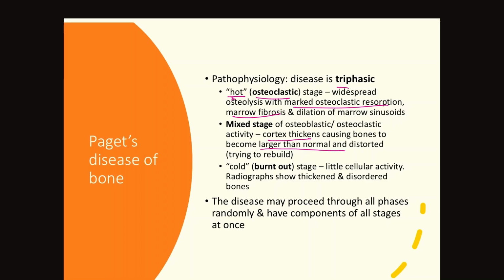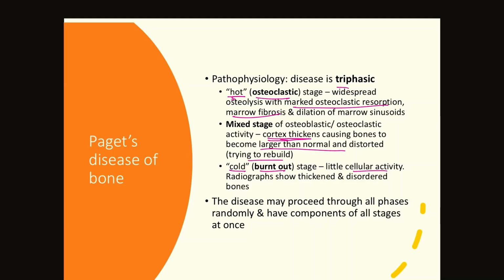In the mixed stage, now we get both osteoclast and osteoblast activity. They're both kind of working, but it's in a mixed stage. Cortex will thicken, and I'll show some x-rays. You'll see the cortex of the bone is very, very, so what color should it be if it's thick, dense bone? Bright white, right? The brighter the white, the more dense that bone is. So what's happening here, it's trying to rebuild the bone back to normal. So that's that mixed stage. Finally, at the end, we have a cold stage or a burnt out stage. Very little cell activity. And in this case, you'll see some really funky x-rays with these patients.